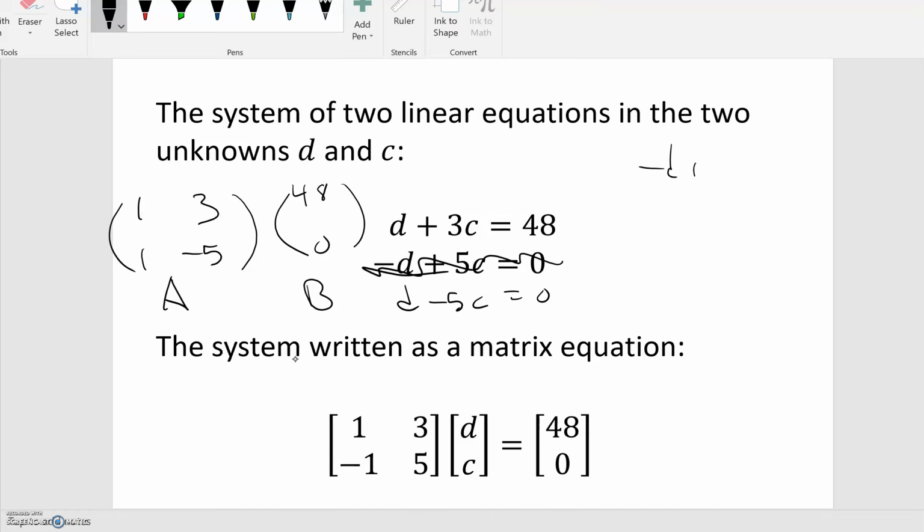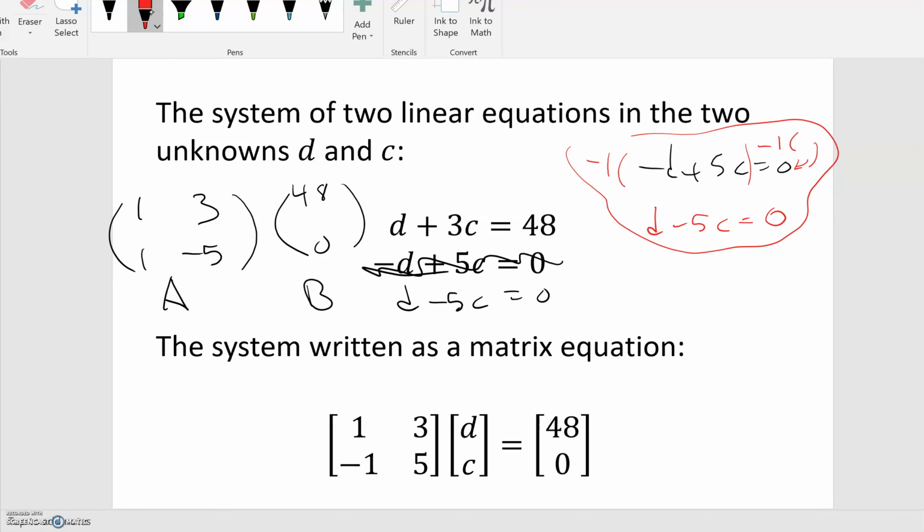Because if I have the equation negative d plus 5c equals 0, and I divide this entire equation by negative 1, or multiply it by negative 1, then everything gets multiplied by negative 1. The left-hand side would become positive d minus 5c, and the right-hand side would be negative 1 times 0, which is still 0. So these are the same equation. It doesn't matter how you set it up, as long as you set it up like this or like this, it's fine. I just chose this method because that felt better to me.